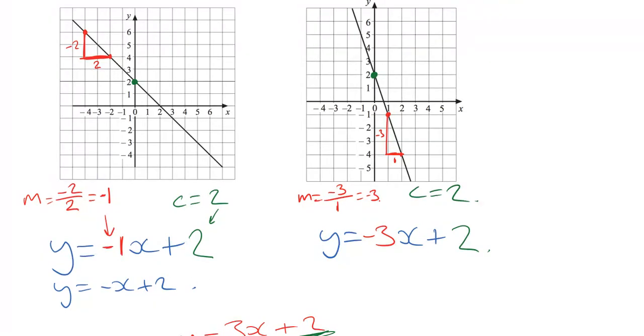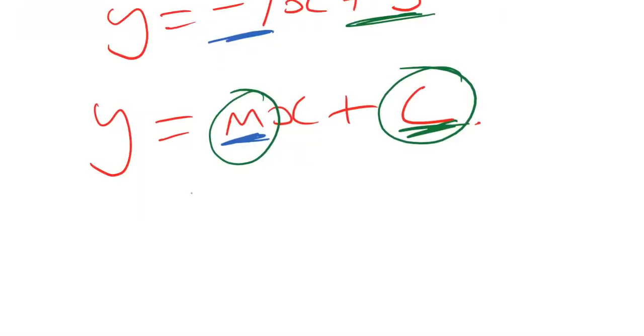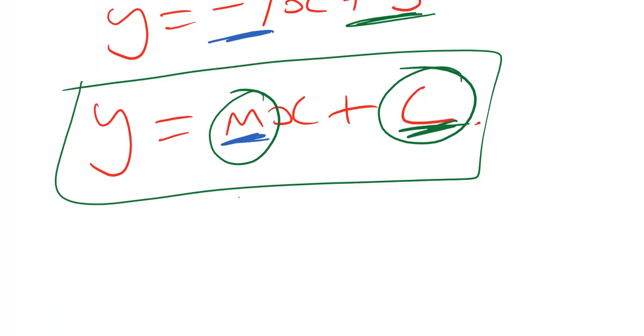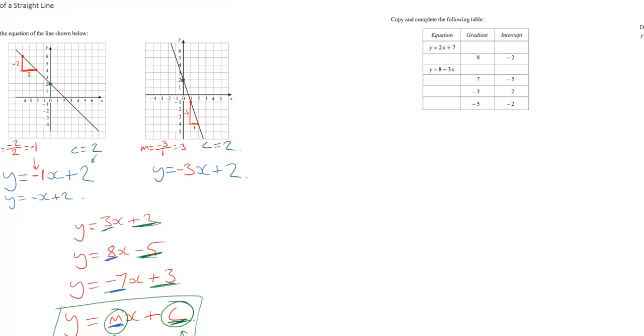Okay, that's our m, and our number on the end is the 2. And that is how we get the y equals mx plus c. We need to remember this is the gradient. This is known as the y-intercept.